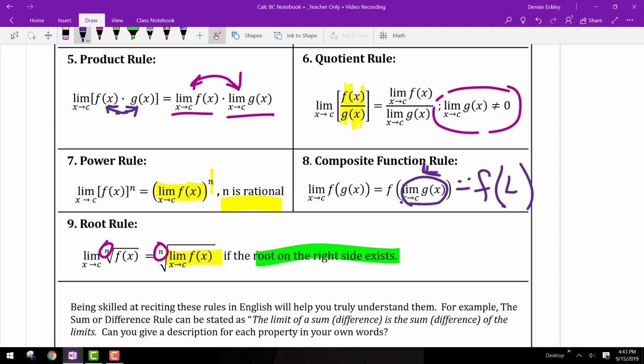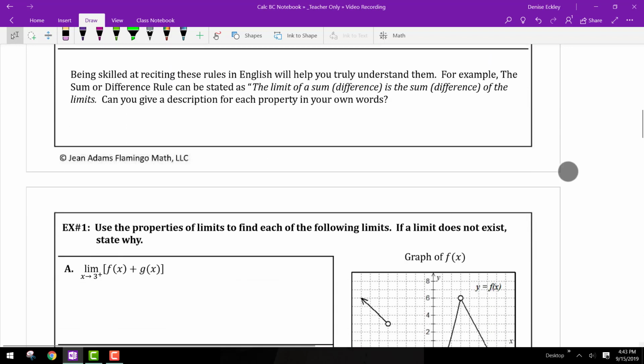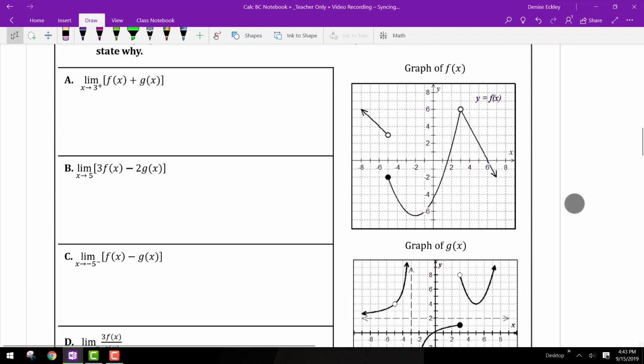Okay, so it is important to be able to talk about these rules and be able to say them in English so you understand what you're working with. Because down the road, very shortly, we will have to work with these quite a bit. Okay, so let's do an example here.